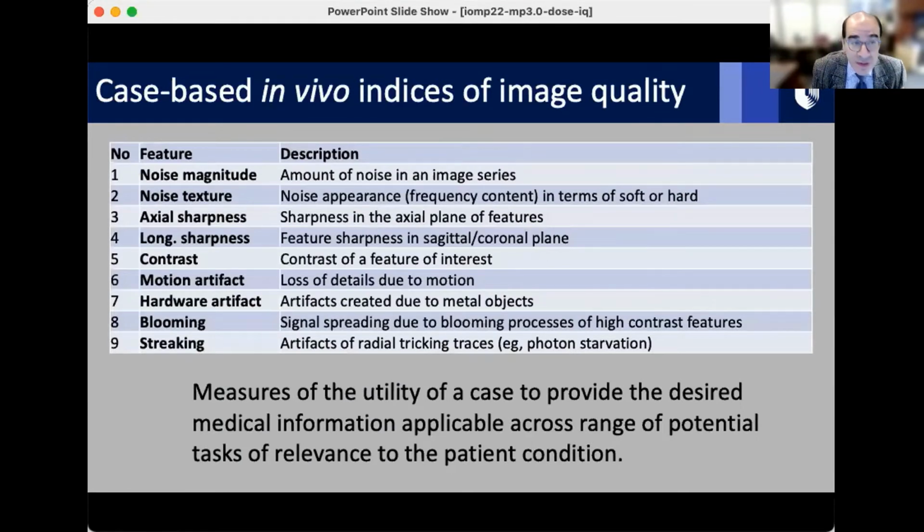So what are these in vivo indices? There is a series of these. We are working with ACR to try to delineate what are the features, what are the ingredients. Like if you want to talk about different molecules of a particular compound, what are the ingredients of image quality? We know these are the things that we always know: noise, sharpness, artifacts, contrast, and so on. These are measures of utility of a case to provide the desired medical information applicable across ranges of potential tasks of relevance to the patient condition.